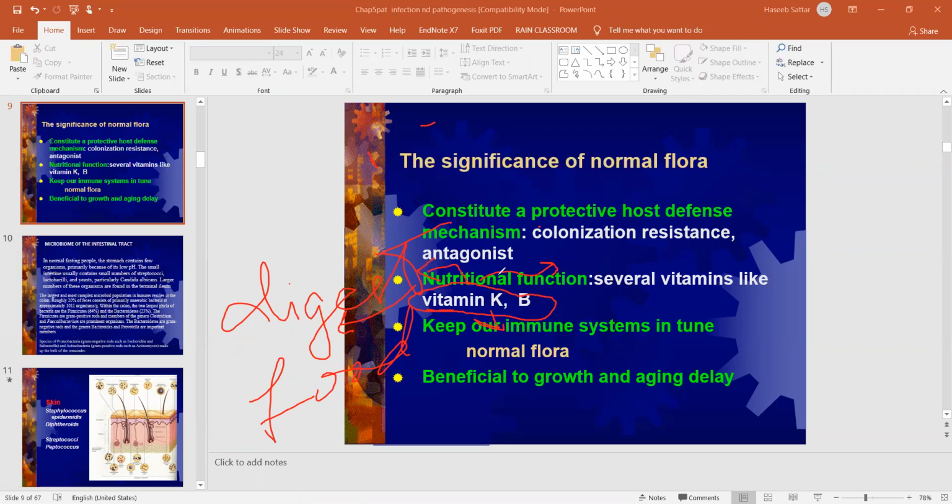If you kill these bacteria, what will happen? It will lead to diarrhea. That is why, with long-term use of broad spectrum antibiotics, the patient may develop diarrhea because of improper digestion.